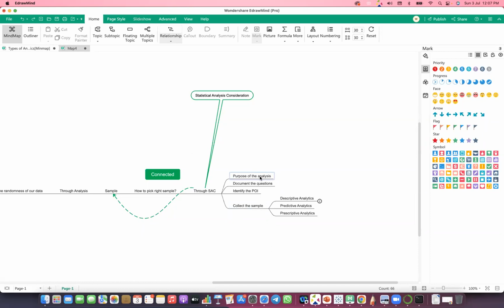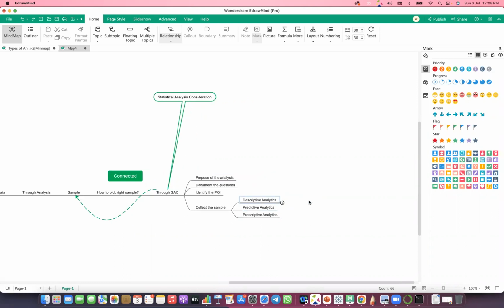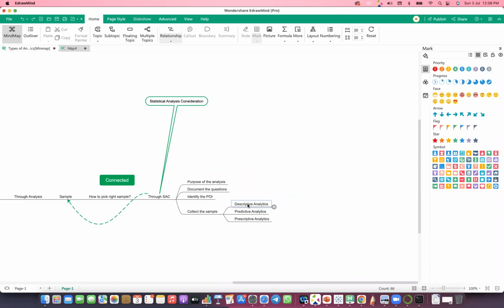Once you have collected the right sample based on the problem you have, for example, if your goal is to just analyze the past, you go to descriptive. If your goal is to make a statement about the future, you go to predictive. If your goal is to make a statement about prediction plus an action, prescriptive. So now my goal is only about the past, so I'm going with descriptive analytics.